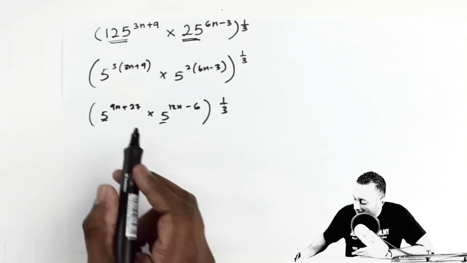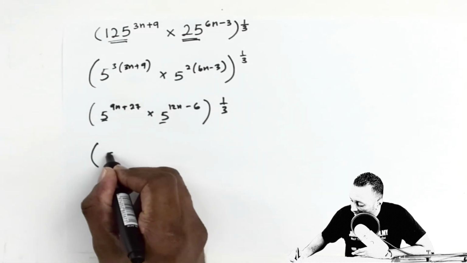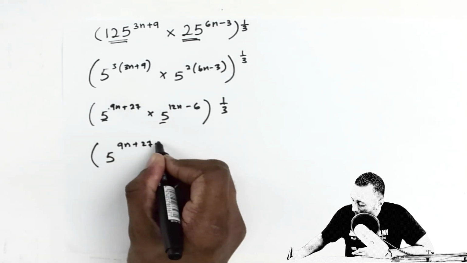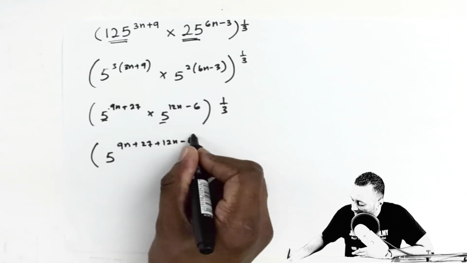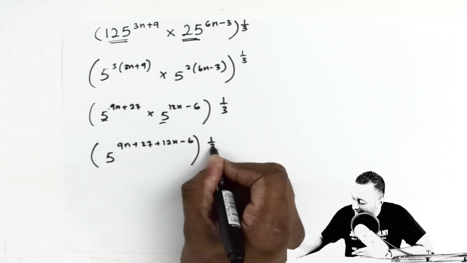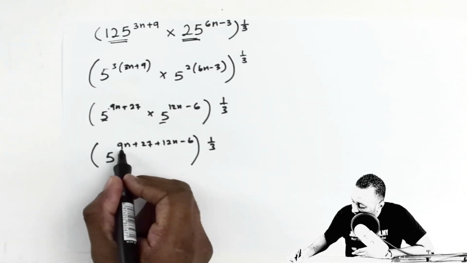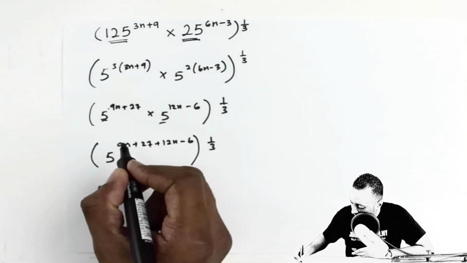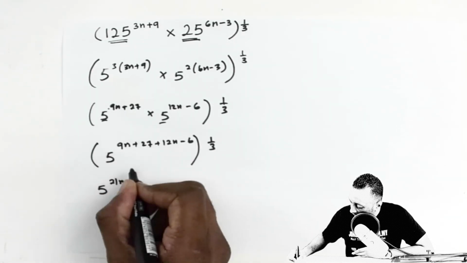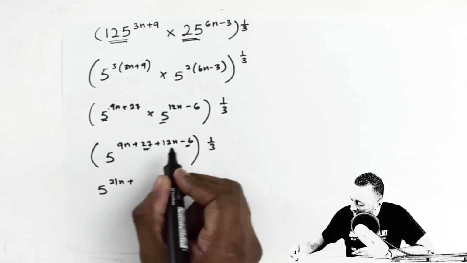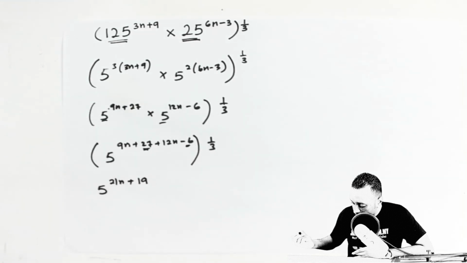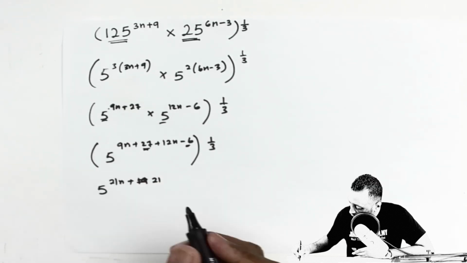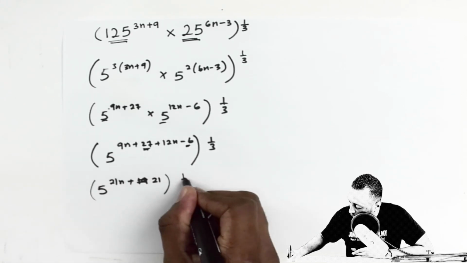So now the base has become same. We simplify the top part. We're going to have 5 power 9n plus 27 plus 12n minus 6. That's what we're going to have inside the bracket, and 1 over 3 is the power outside the bracket. So apa kita buat? 9n plus 12n, 9 plus 12 will be 21. So we're going to have 21n here, and then 27 minus 6 is 21. It's going to be 21. So outside here, we will definitely have 1 over 3, the power.